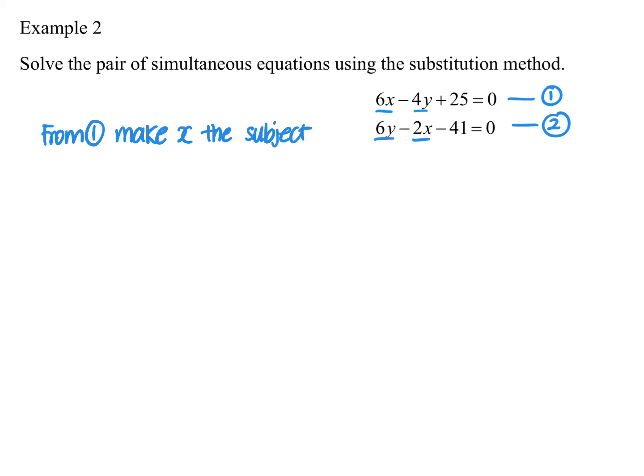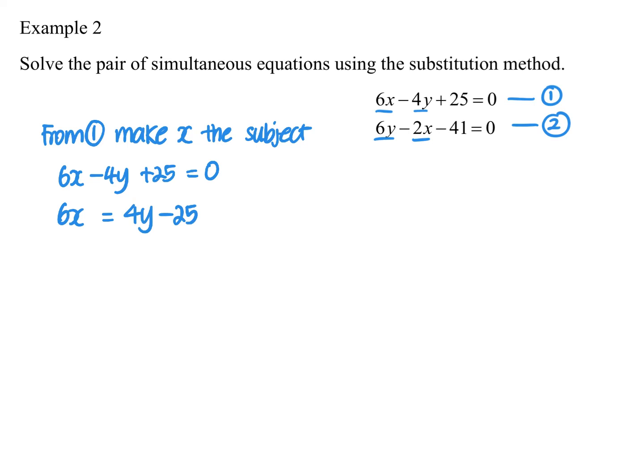Okay, so I know that this one is 6x minus 4y plus 25 equals 0. What I'm going to do, I'm going to keep 6x. I'm going to shift everything else over to the right hand side. So this is negative 4y, subtract 4y, it should become add 4y, so it will be positive 4y. This is plus 25, so bring over will be minus 25. You'll do the reverse operation.